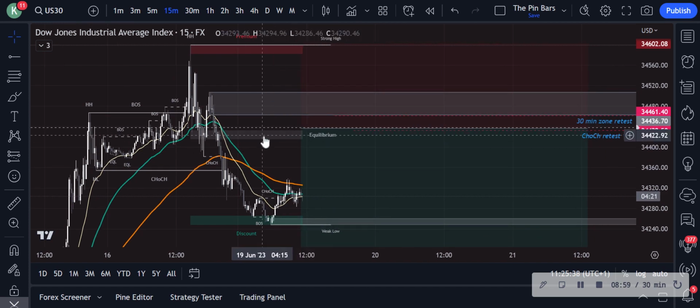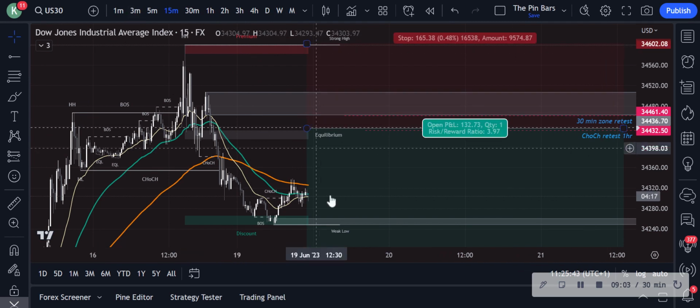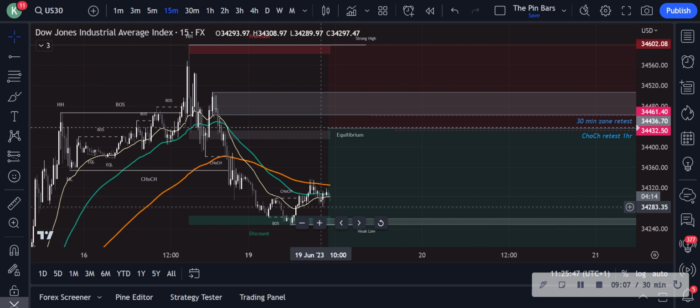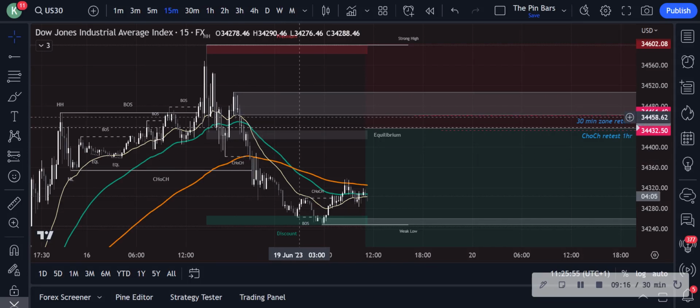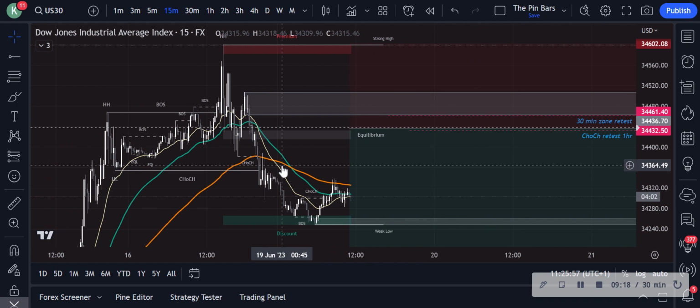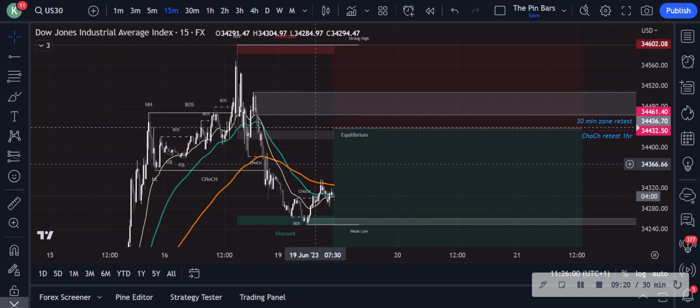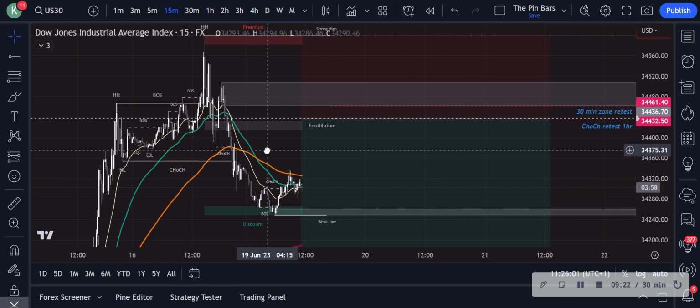Okay, and I'm obviously keeping an eye on the equilibrium here as well. So I'm just going to keep my eyes peeled on this and see where we go. Don't forget, guys, we have had a change of character here on the 15 minutes as well. So I do need price to come back and retest a zone before we know it's going to bleed really nicely. So I'm excited for this.